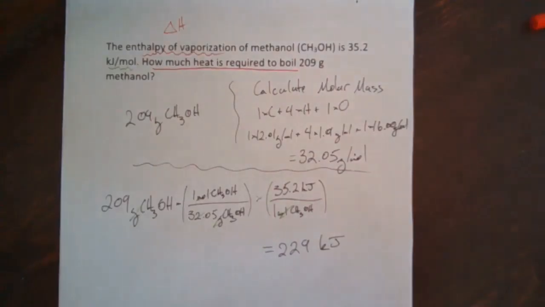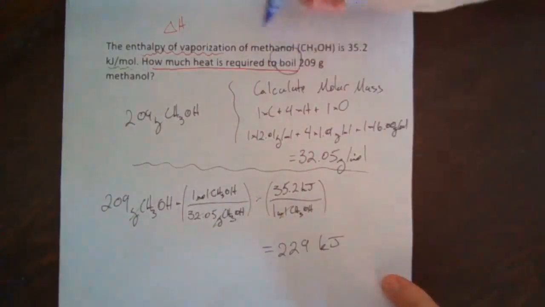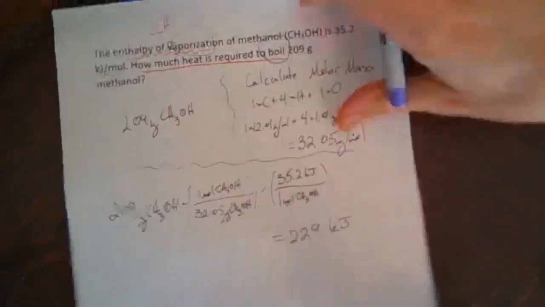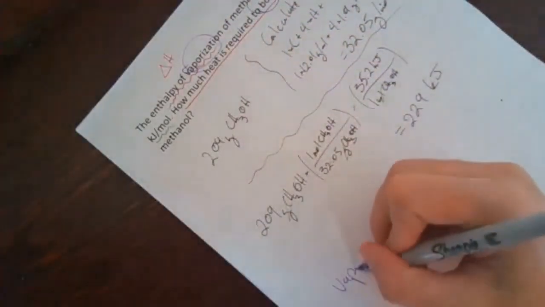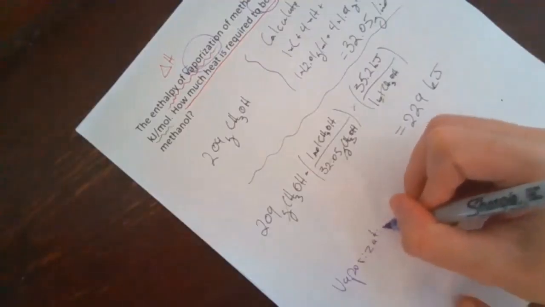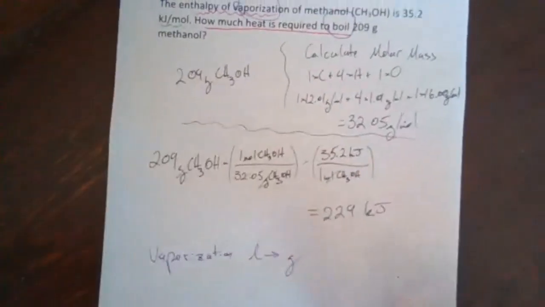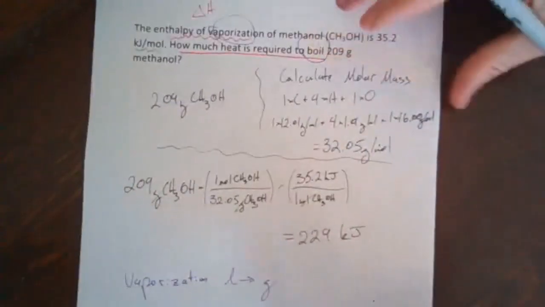The other thing that I want to talk about here is we've calculated how much heat is required to boil. We've gotten a number out of this, but we want to be mindful of the fact that there is some different language. This is boil, and that is vaporization. So we want to think about, is this really what's going on? So vaporization means liquid to gas. Okay, so that is the same thing as boiling.